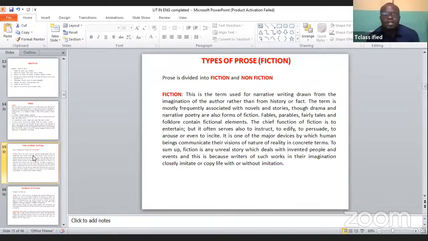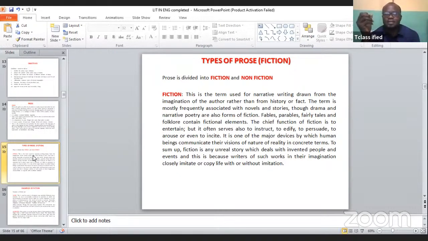Okay, the term is mostly frequently associated with novels and stories. Like I told you, most novels that you see, they are not what has happened. People just wrote them out of their mind. So they are all fiction, novels and stories. So the chief function of a fiction is to entertain. They write in order to entertain.